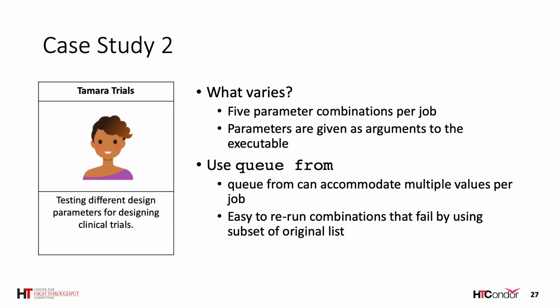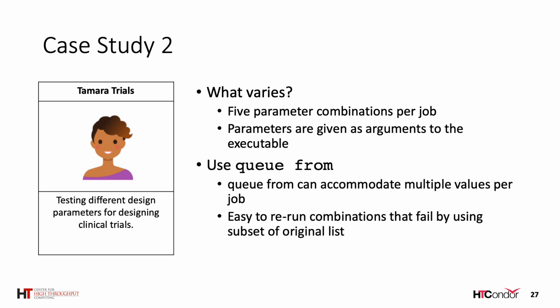Now let's look at Tamara. Suppose she has 5 different parameters that she can vary in her clinical trial design, and they're given as arguments to the program she's using. So there's no input files. She just needs to provide the 5 values as arguments, and she wants to try many different combinations. For her, Q from is probably a good option because it can accommodate multiple combinations of values per job.